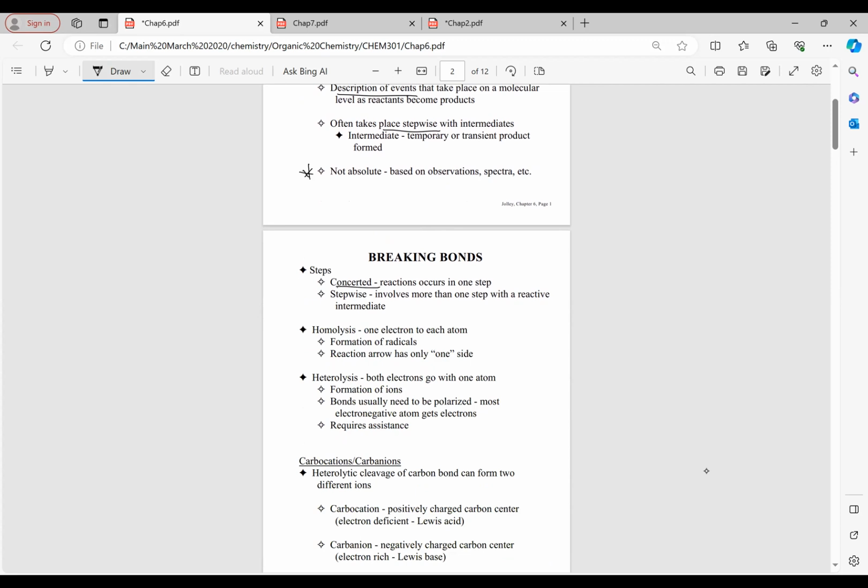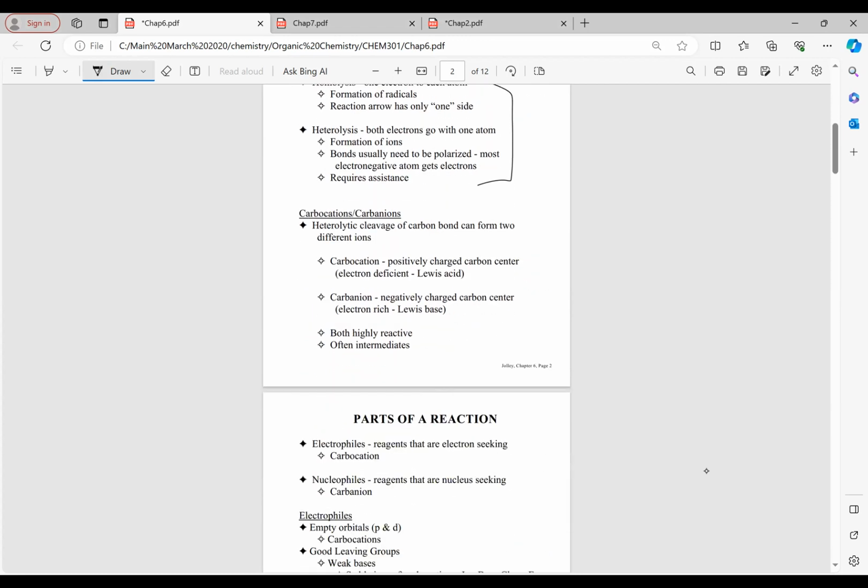Remember, concerted means it happens all at once. Stepwise means 1, 2, 3, 4, and it usually forms an intermediate. And then when we were doing the curved arrow, homolysis is when you make radicals, where heterolysis is when you make the ions. Carbocations are positively charged. And remember, Markovnikov's rule says the most stable is the most substituted. And carbanions are negatively charged. Carbanions are very reactive, very strong bases. They are both highly reactive, and therefore they're intermediates. They don't just stick around.